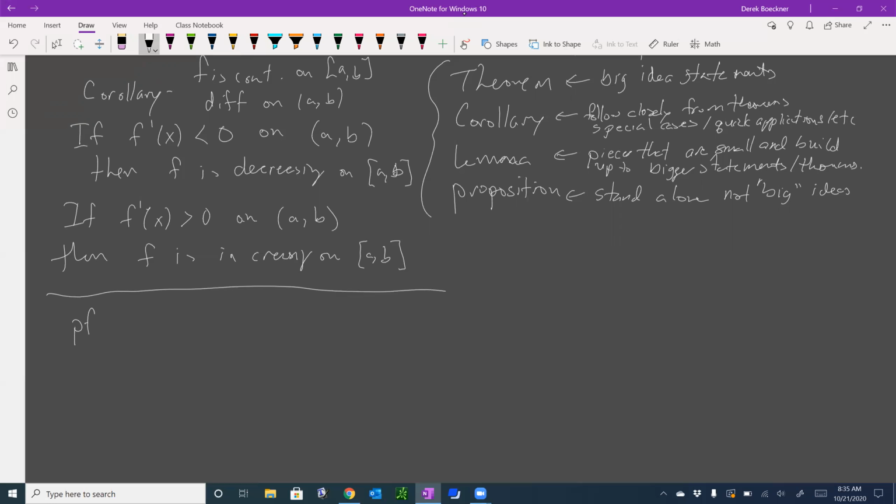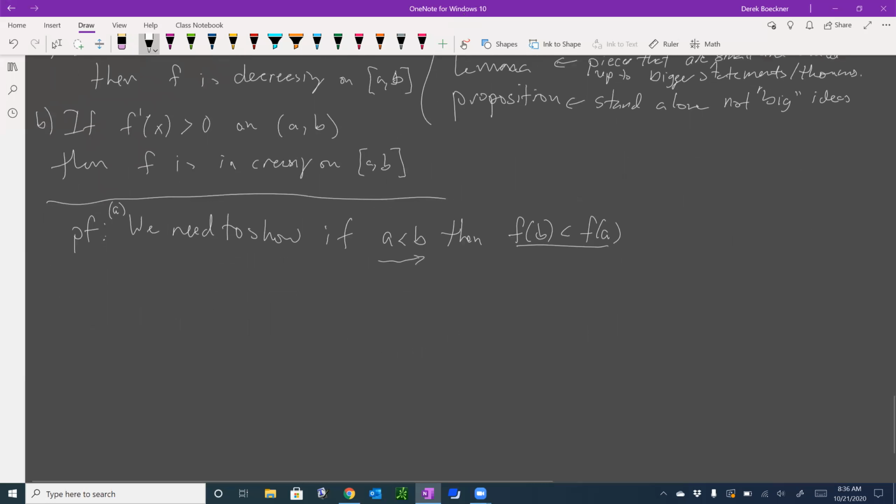Just a short proof, we can actually prove this pretty easily. We need to show, we'll do just A, because B is pretty much the same. We need to show if A is less than B, then f of B is less than f of A, right? That's what it means to be decreasing. If I go farther right along my inputs, my outputs go down. That's the definition of a decreasing function.